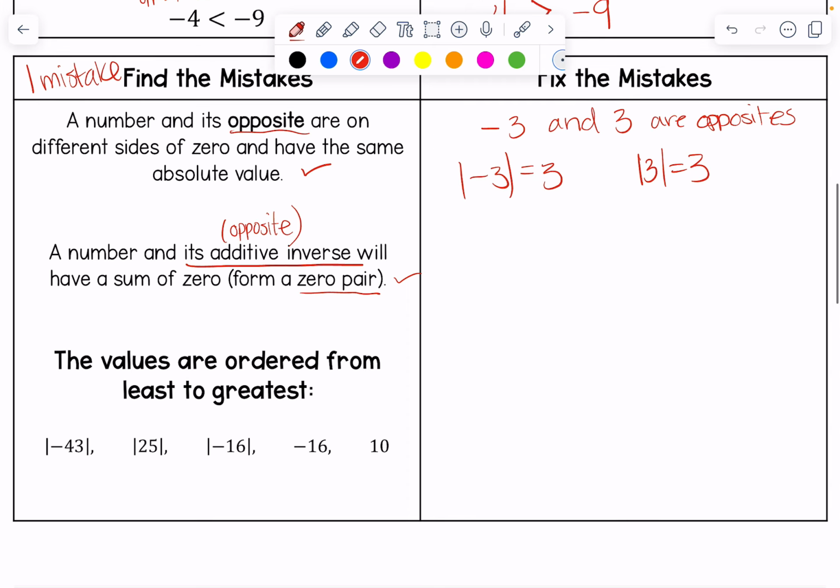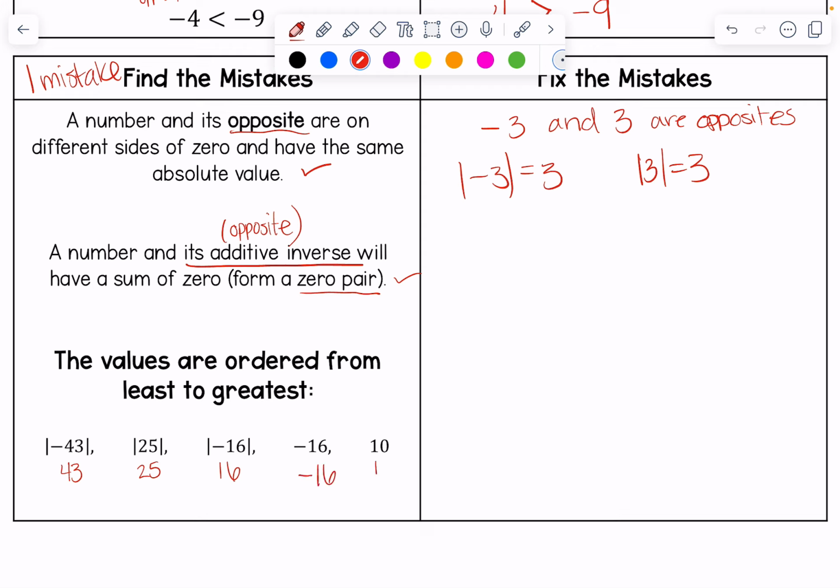And this last statement says the values are ordered from least to greatest. When we look at the way these numbers have been ordered, these are actually not ordered from least to greatest. The very first thing we would want to do, since we have some absolute value to evaluate here, would be to evaluate the absolute value and simplify each of these numbers. So the absolute value of -43 is 43. The absolute value of 25 is 25. The absolute value of -16 is 16.